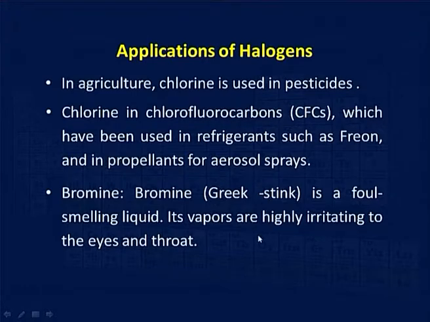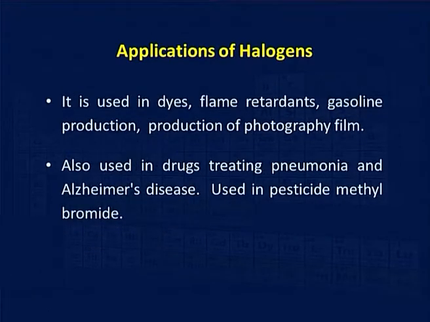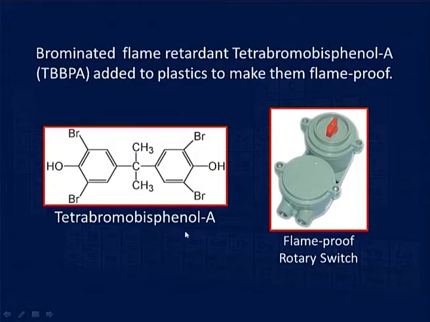Bromine, which originates from the Greek word bromos, meaning stink, is a foul smelling liquid. Its vapors are highly irritating to the eyes and throat. It is used in dyes, flame retardants, gasoline production, and production of photography film. Bromine is also used in drugs treating pneumonia and Alzheimer's disease. It is used in the pesticide methyl bromide. This is Tetrabromobisphenol-A, TBBPA, which is a flame retardant, and such materials can be used to prepare a flame proof rotary switch of this type.